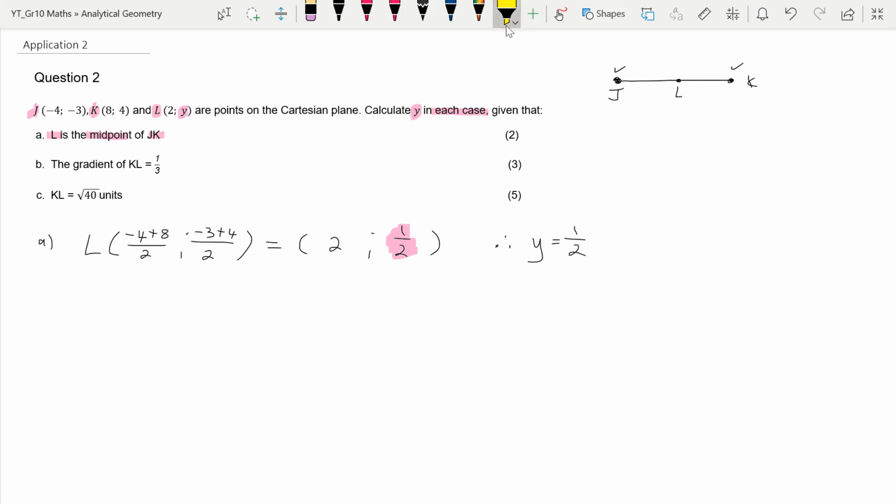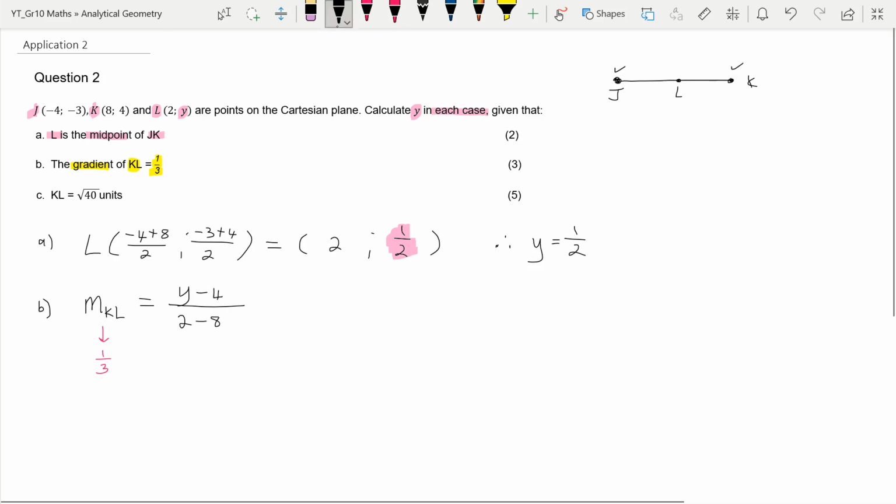Let's see case 2. We need to find the y value if the gradient of KL is a third. Okay, well, we can definitely work with that. We can find the gradient of KL. Normally to find the gradient of KL, we would take the change in y's for K and L. So in this case, it would be y take away 4 over 2 take away 8. So there's my change in y over my change in x. But then, in this case, they gave us what that gradient is equal to. So that gradient is equal to a third.